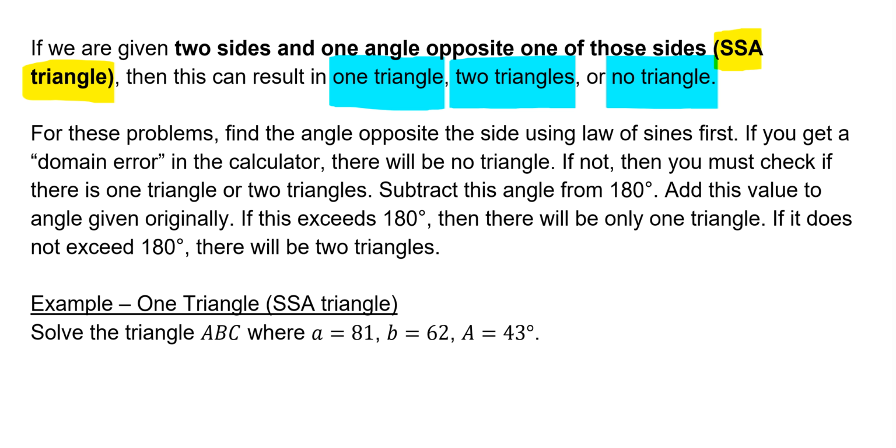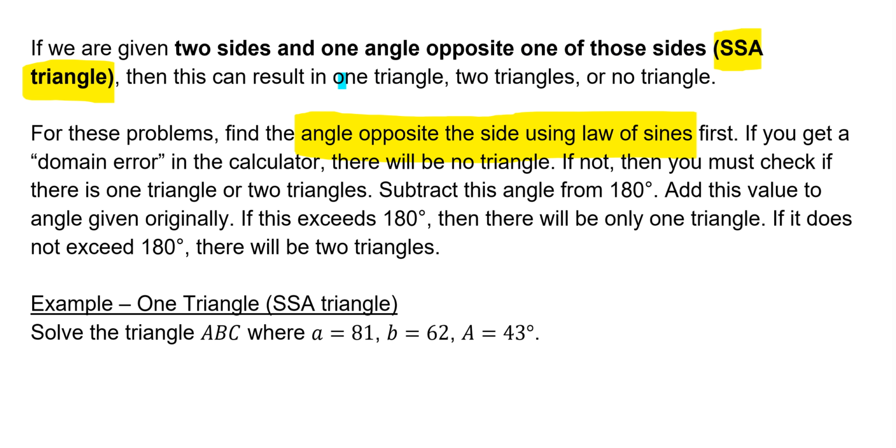So we have three possibilities. As soon as you know you're working with a side-side-angle triangle, it's either going to be one triangle, two triangles, or no triangle. So the very first step for these questions when we have a side-side-angle is we're going to find the angle opposite the side using the law of sines. So remember, we end up having two sides and one angle opposite one of the sides. So we're going to find the angle opposite the other side first.